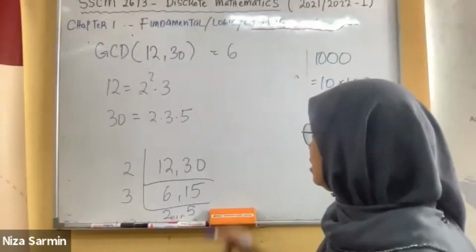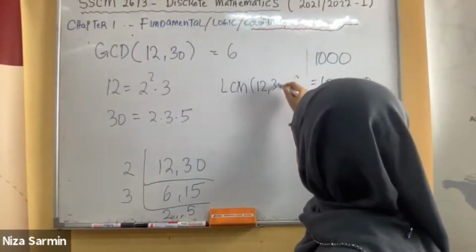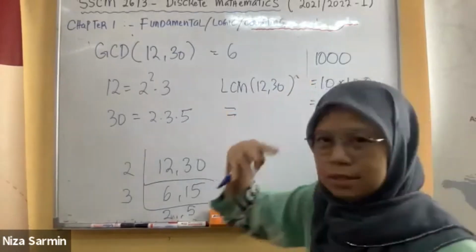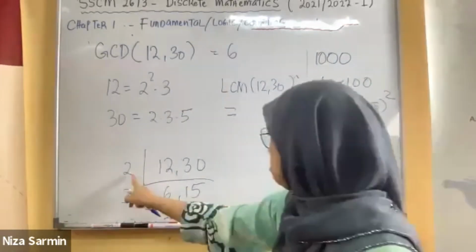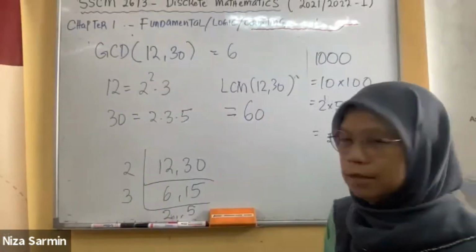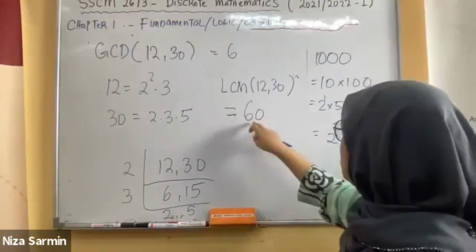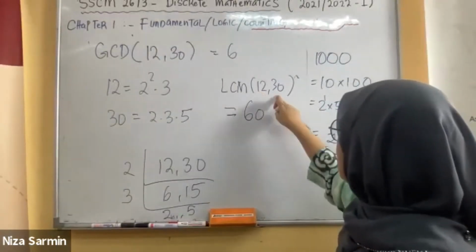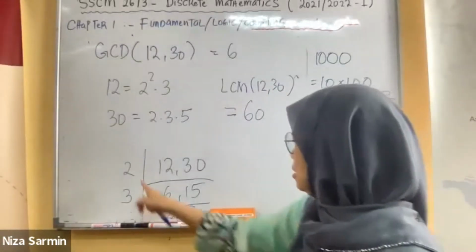And then the LCM, what is the smallest number that can divide both? You multiply, 6, 12, 60. Because 60, if 30 you cannot divide, but 60 you can divide by 5, you can divide by 2. All right, so easy, right?